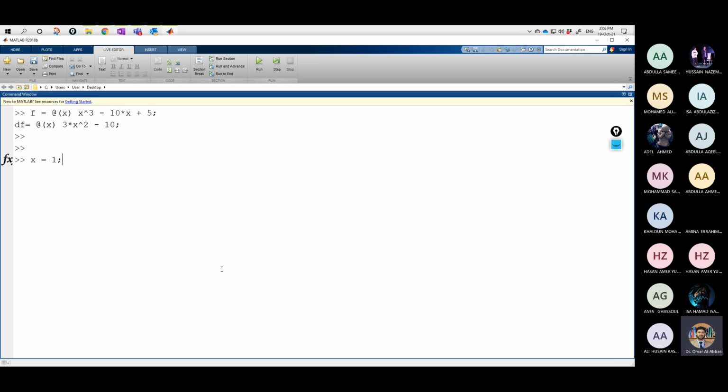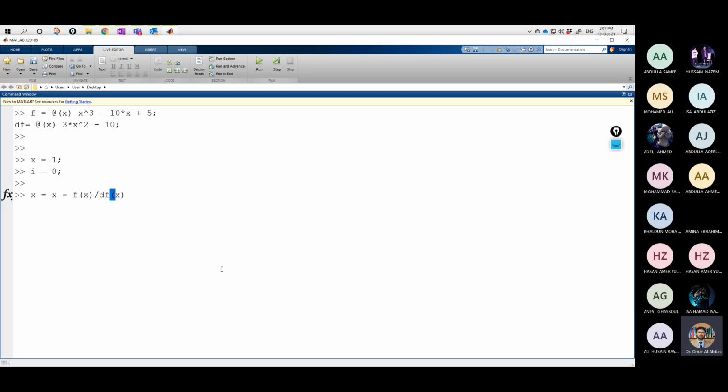Again, 1. Okay, and Shabab, it's better to know the number of iterations, right? So let's say i equals 0. Initially, at the initial guess, the value of the function was 1 for the value of x. Then the new solution equals the old solution, I can say x_{i+1} equals x_i minus the value of the function at x_i divided by df at x_i.